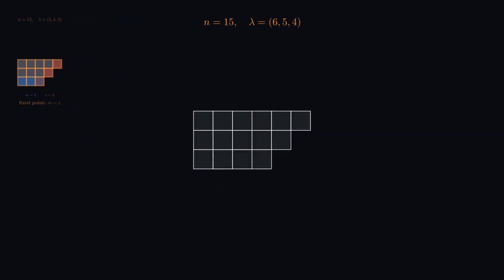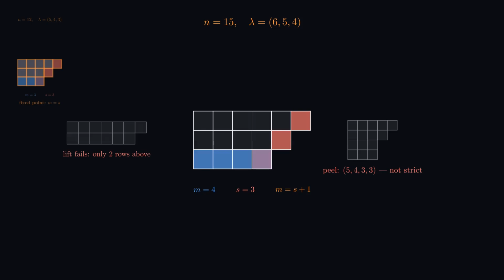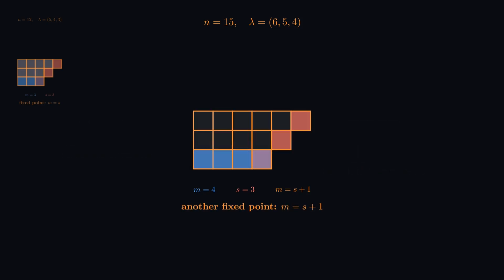Another example at n equals 15. Peel also fails. The result is not strict. Try lift and only 2 rows are above the bottom, but we would need to take 4 cells. Same collapse, opposite parity. 2 failure modes give us 2 pentagonal series.